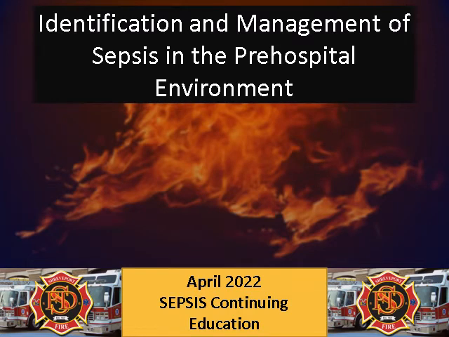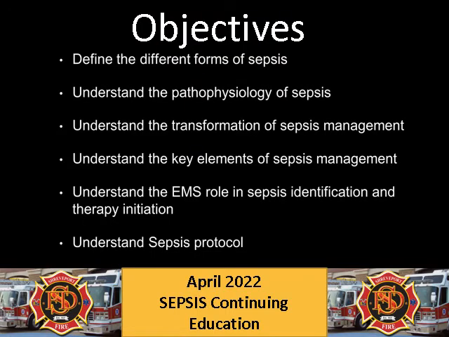We're going to talk about the identification and management of sepsis in the pre-hospital environment. So some of the objectives we're going to cover are the different forms of sepsis, understanding what sepsis is from a pathology point of view, and then how sepsis has changed over time and what we're currently at, even though the current regimen for sepsis is changing as we speak. They reevaluate it every couple of years.